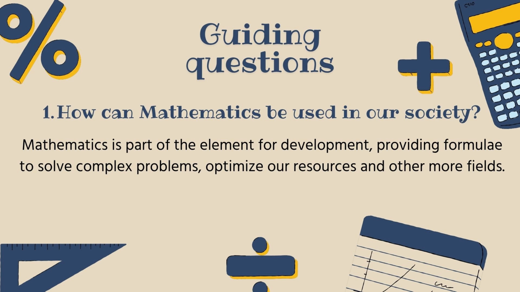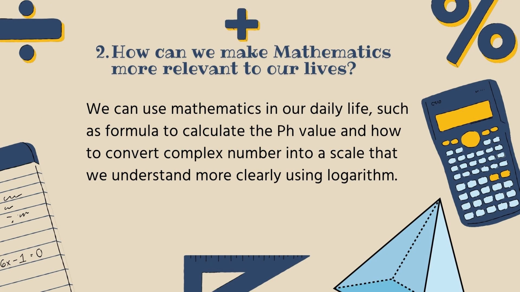We often ask ourselves, how can mathematics be used in our society? The truth is, mathematics is part of the element for development, providing formulae to solve complex problems, optimize our resources, and other more fields. The next question is, how can we make mathematics more relevant to our lives? And the answer is, we can use mathematics in our daily life, such as the formula to calculate the pH value and how to convert complex numbers into a scale that we can understand more clearly using logarithm.